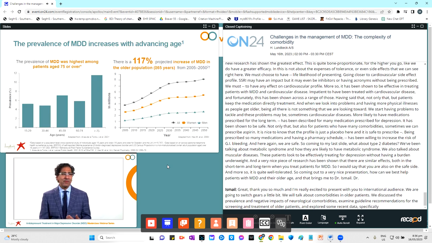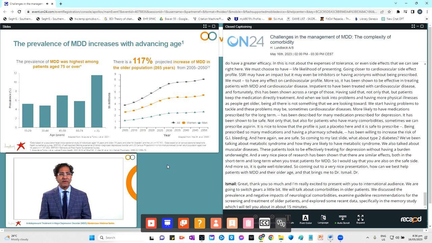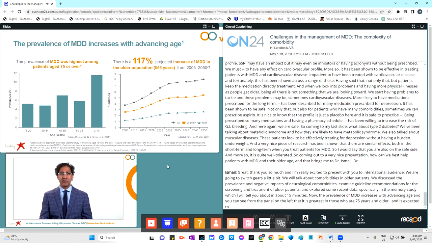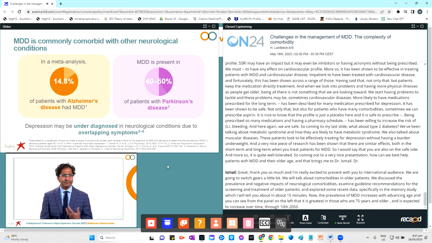Now, the prevalence of MDD increases with advancing age, and you can see from the panel on the left that it's greatest in those who are 75 years and older, and is expected to increase over time through to 2050. So this is a public health issue, as has been well described, even more so in older persons.